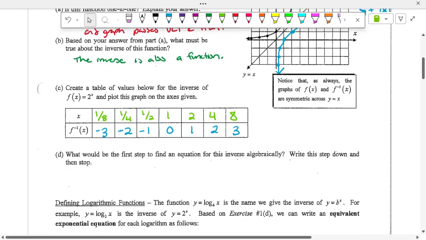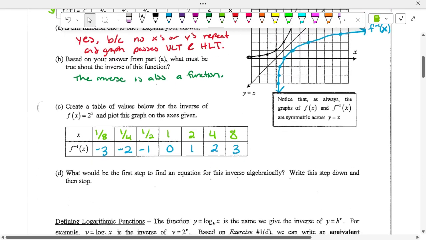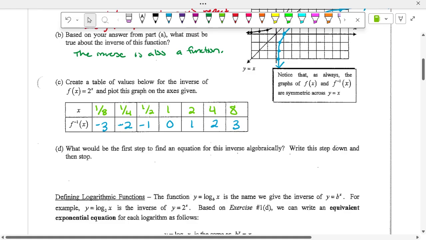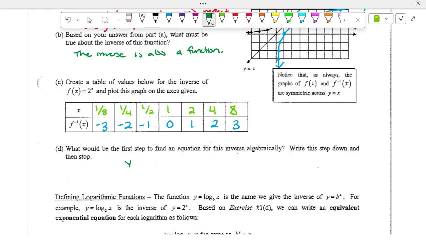Now, let's say that I was going to solve this graph algebraically. Let's say I was going to solve what the inverse equation was algebraically. What would be the first step to finding the inverse of y equals 2 to the x power? So if we're solving for the equation algebraically, what's the very first step? That's all I want, the first step.